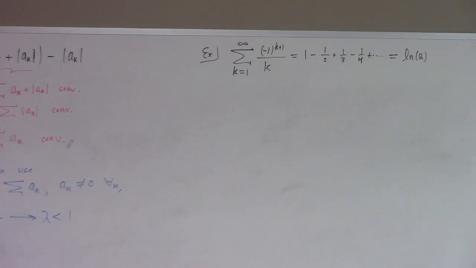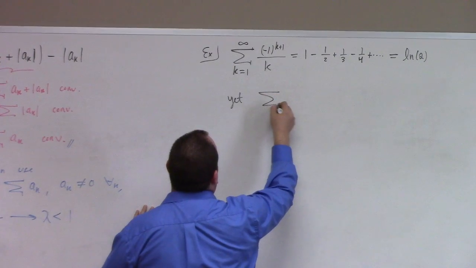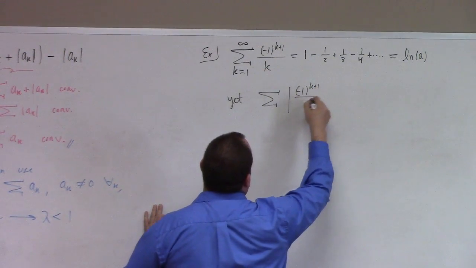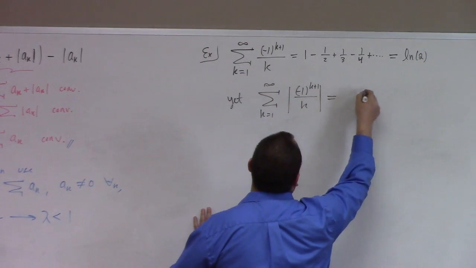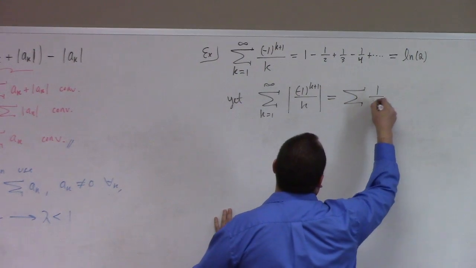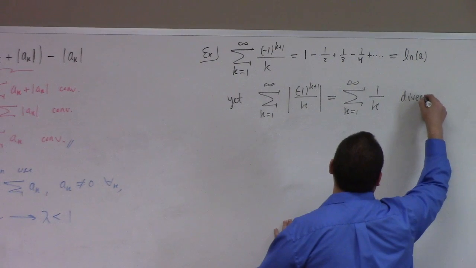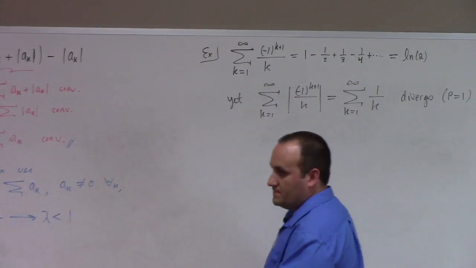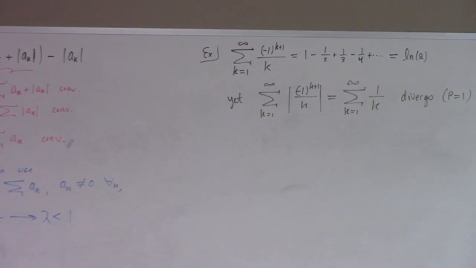Yet, the absolute value of the series is what? Yeah, it's the harmonic series, exactly. This diverges. It's p equals 1, right? It's a harmonic series. So this is an example of a conditionally convergent series. It's really the quintessential one. All right, yes?